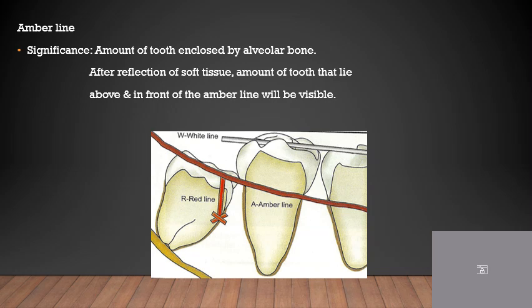It is important to identify the bone distal to the third molar, as it can easily be confused with a shadow cast by the external oblique ridge. So what is its significance? It shows the amount of bone enclosed by the alveoli. After reflection of soft tissue, the amount of tooth that lies above and in front of the alveoli will be visible.